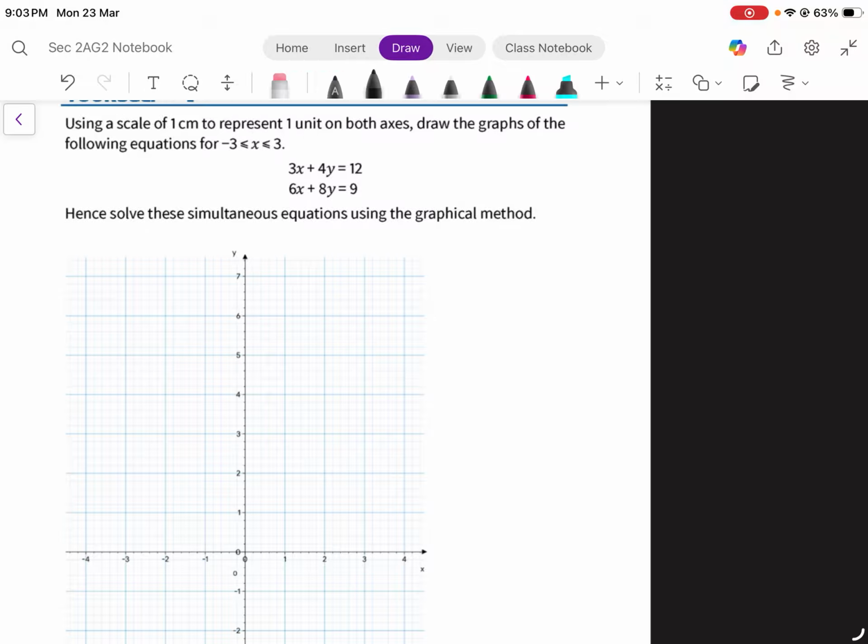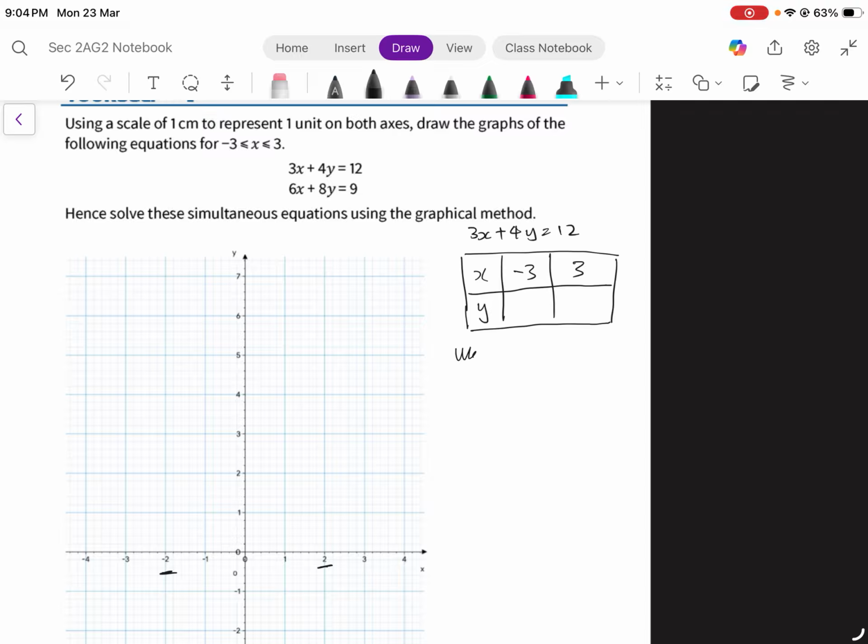Right, so now our range is from 3 to minus 3. So what I'm going to do is try using maybe 2 and minus 2. You can use 3 to minus 3 also, it's fine. Since we can draw a line, let's try using 3 to minus 3. So this will be for the first equation, 3x plus 4y equals 12. I'm going to use minus 3 and 3.